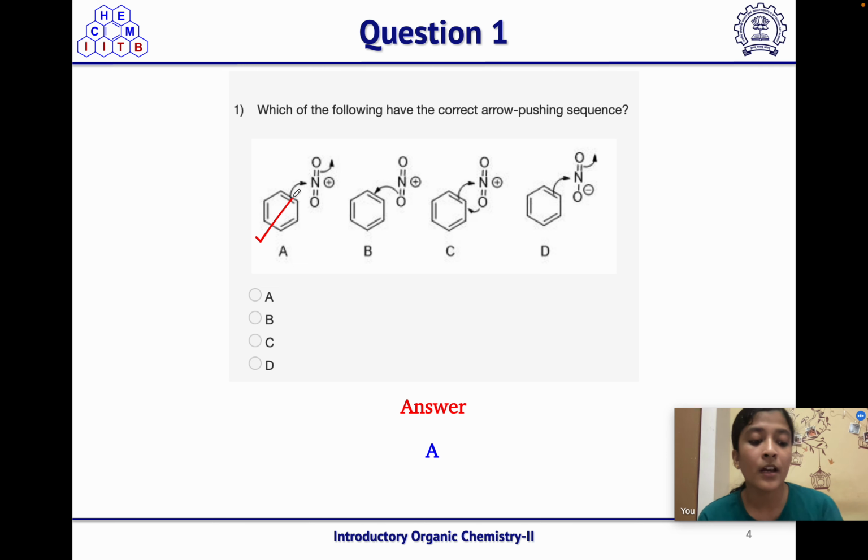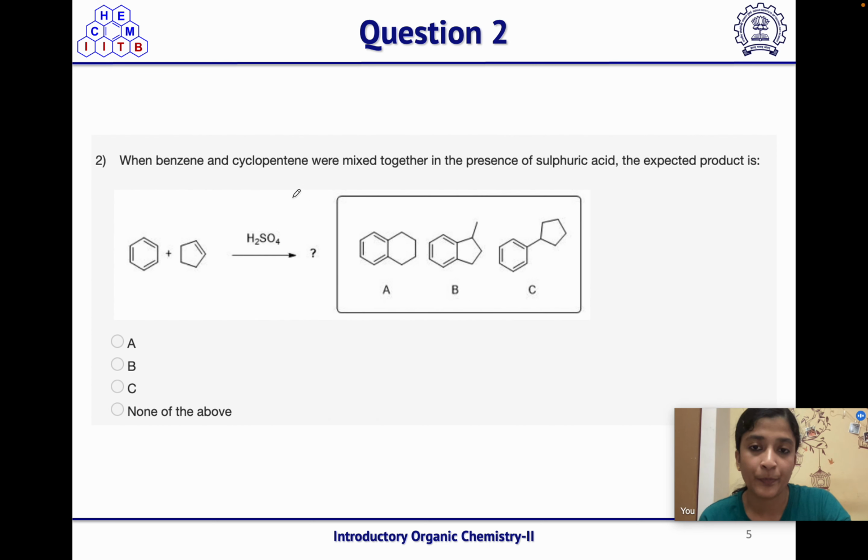Hope it is clear. Now let us move towards question number 2. So what is question number 2? When benzene and cyclopentene were mixed together in the presence of sulfuric acid, the expected product is. So the reactants for this reaction are benzene and cyclopentene. It takes place in the presence of sulfuric acid, and what we need to find is the product.